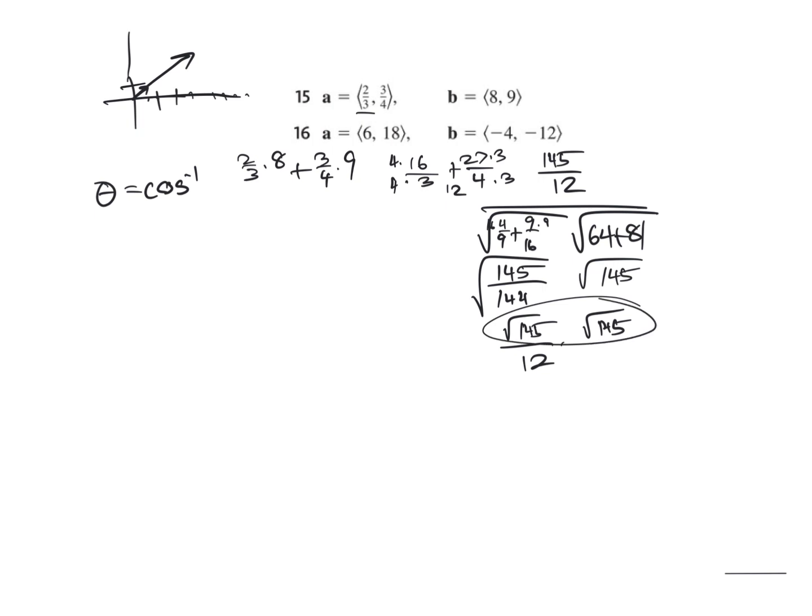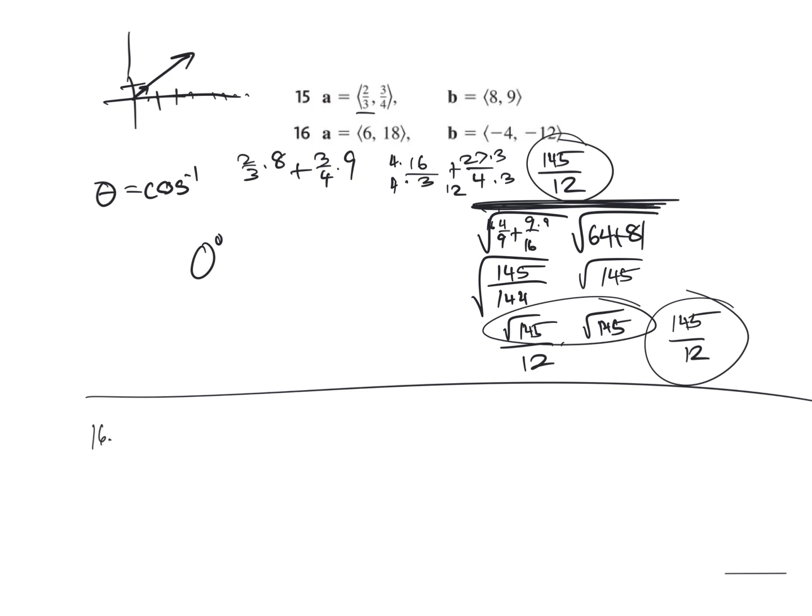Well, square root times the square root is just what's underneath, if it's the same. So you have 145 over 12. So you have 145 over 12 over, remember this division symbol, 145 over 12. Well, that's 1. So where's x1? At 0 degrees, which means they're going the same direction. All right, so number 16.